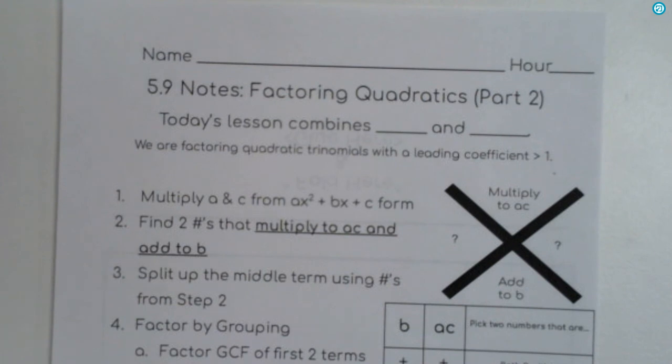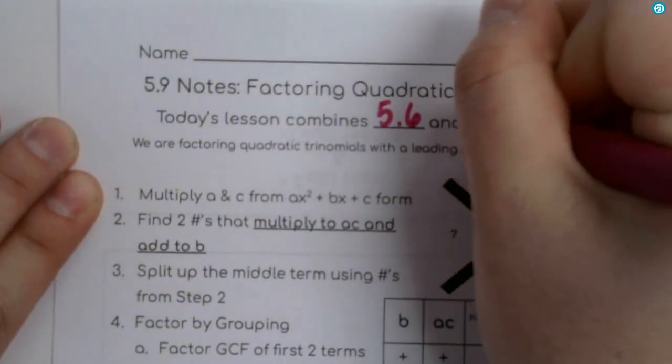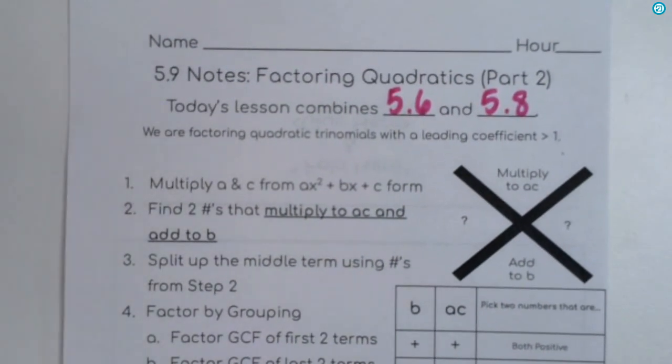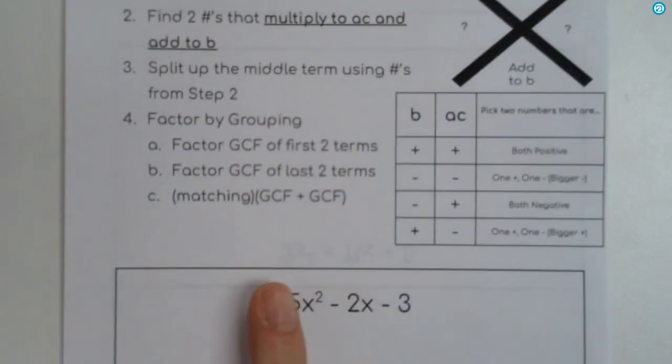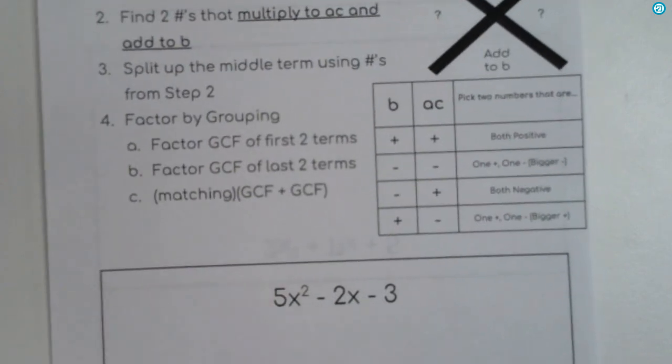Anywho, today's lessons are combining together two lessons we've already done, 5.6 and 5.8. Today we are factoring quadratic trinomials with a leading coefficient, so that means the number at the very beginning is greater than 1. We already factored x squared minus 2x minus 3 in 5.6. We're adding on that extra number in the front.